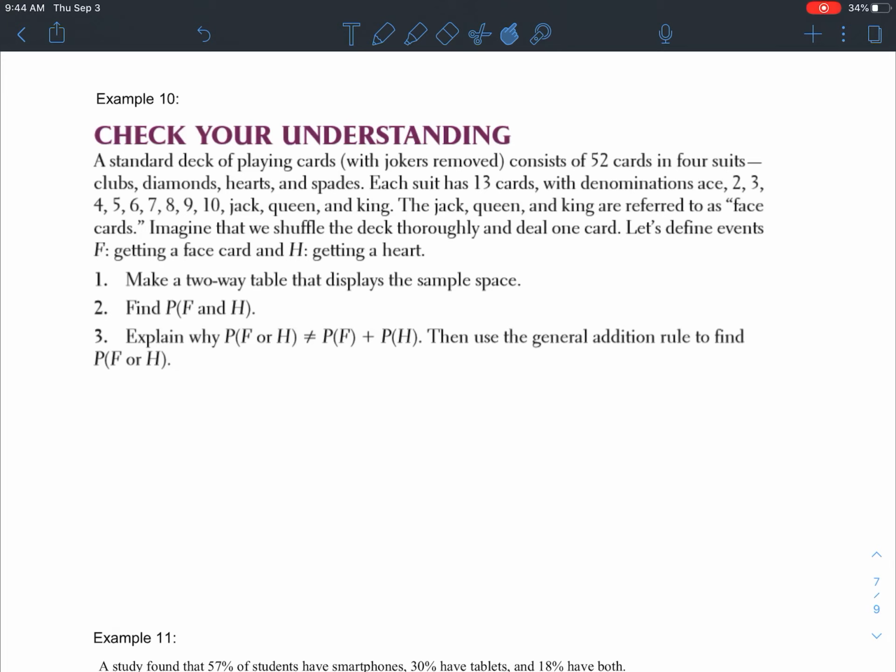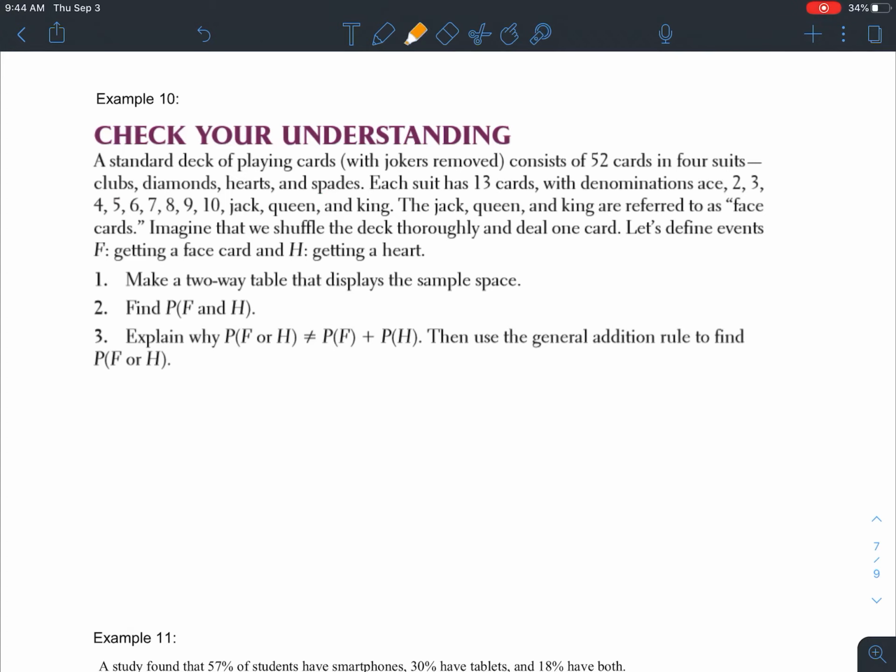Okay. All right, let's go ahead and flip to the next page here, example number 10. I think you're going to find that there's lots of different strategies you can use for these problems. This one is going to ask us to use a two-way table. Let's read what this problem is about here and see if we can try to do these three parts here.